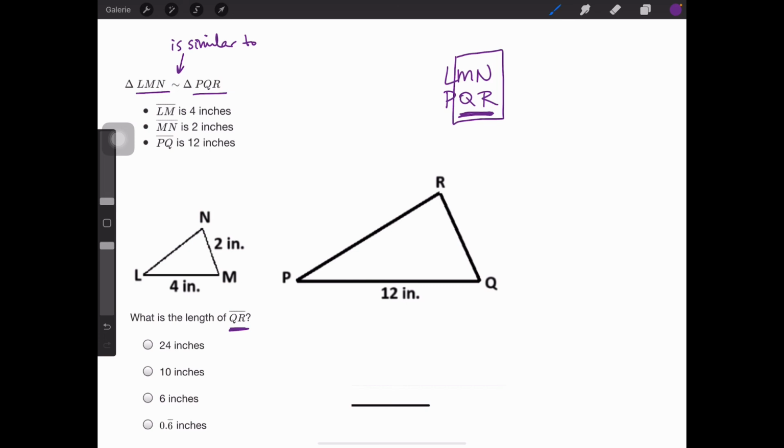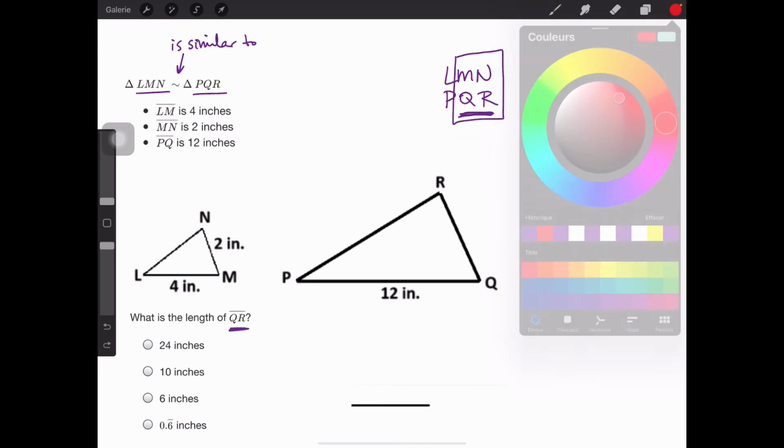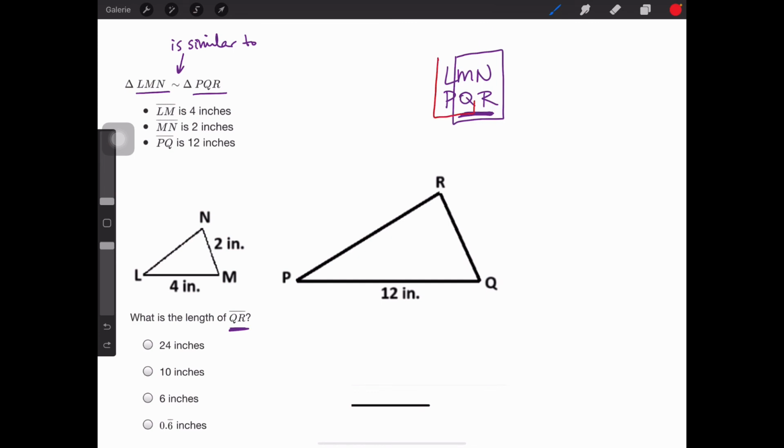So now we need to set up our proportion, and I'm going to set up my proportion by figuring out some other sides that I know so that I only need one missing side. I don't need too many mysteries to figure out. So I do know LM and PQ. So I'm going to draw another box around them, in a different color just to keep things clear. So LM and PQ are here. So I'm going to start with them because I know what both of those are.